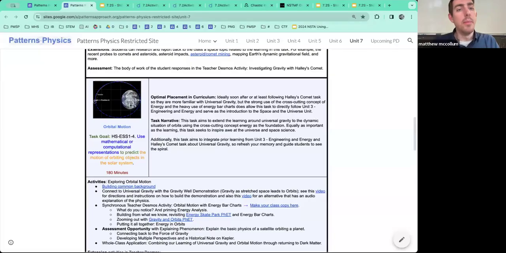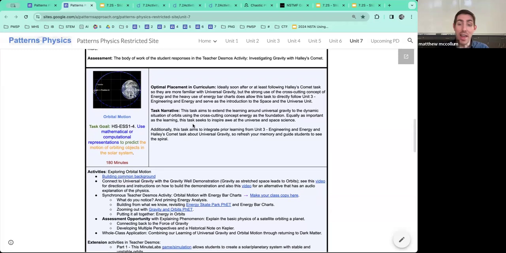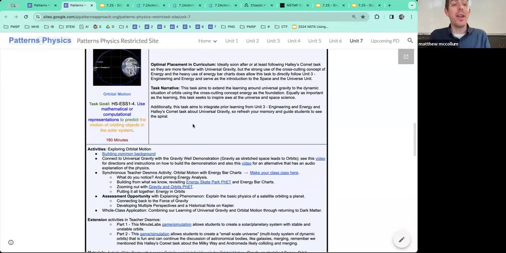Yeah, so we hit the first module there, and our second module is around the idea of orbital motion. We want to bridge this back to some familiar concepts that we've been using since the bungee jump unit in energy bar charts. So we're going to be using an energy explanation looking at orbital systems.